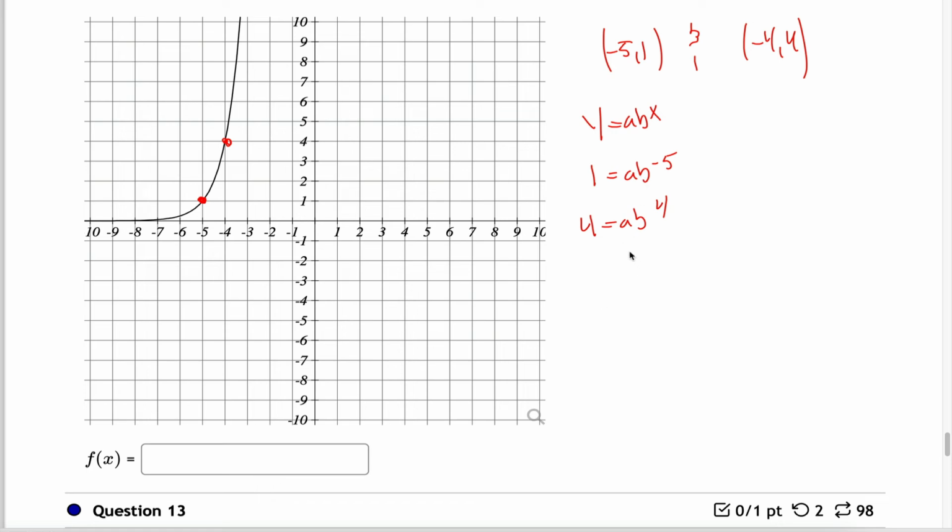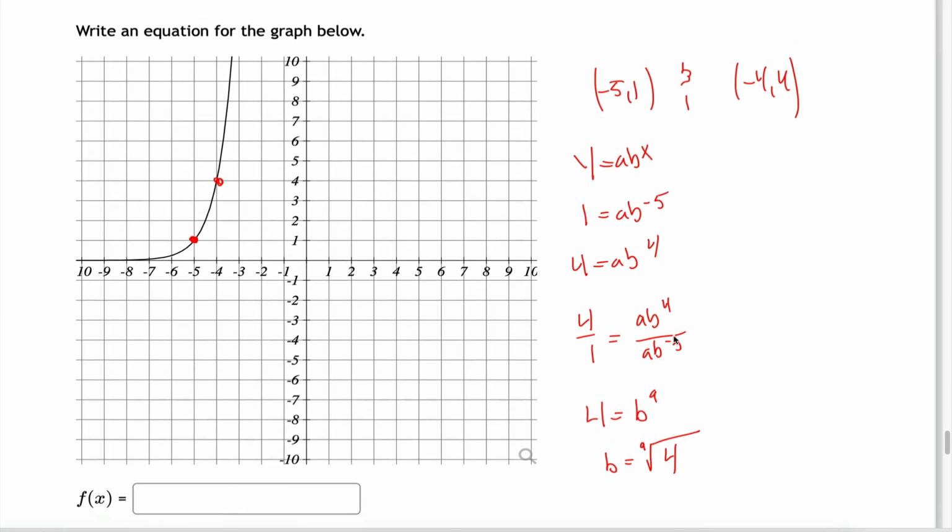Then take these 2 equations and divide them. Take the one with the larger exponent and put it on top. So 4 over 1 equals ab to the 4th divided by ab to the -5th. The a's cancel out. I get 4 is equal to b to the 9th power. So b is equal to the 9th root of 4. Whatever number that is, I don't know what that number is equal to.